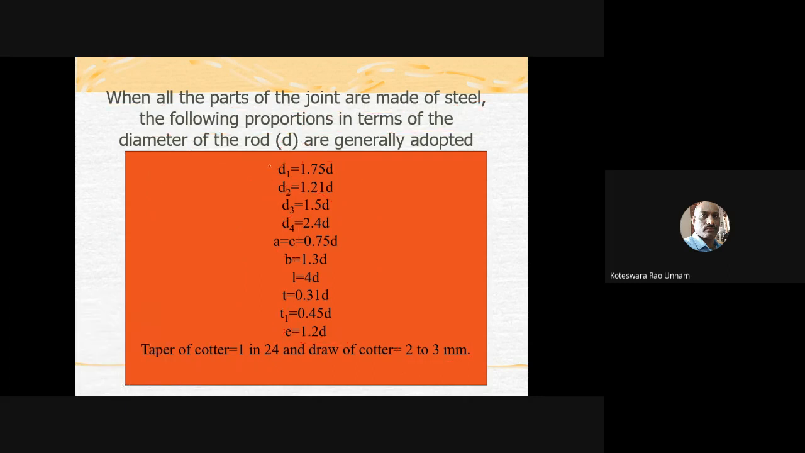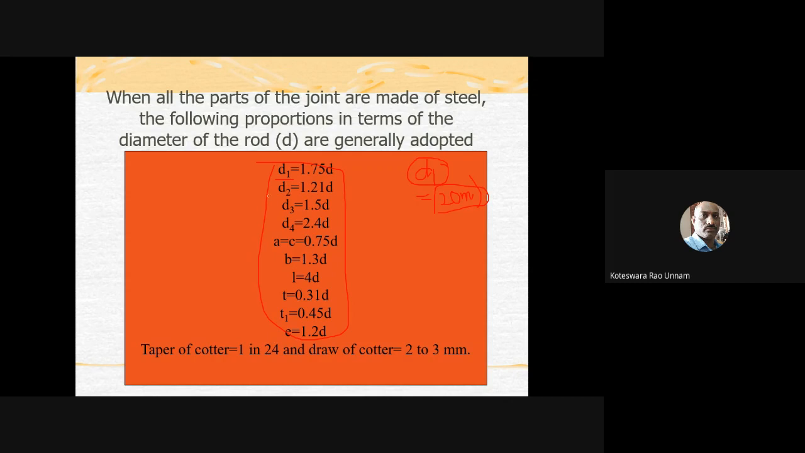When you are going for these empirical relations, as already told, we have to follow the failure criteria only to determine these dimensions. Suppose using the failure criteria I got a D1 value, let us say D1 is equal to 30 mm or 20 mm. Then I check for another failure, let us say crushing failure. Now this D1 is not suitable. Whatever 20 mm I got from the failure criteria, this D1 is not satisfying the crushing criteria.